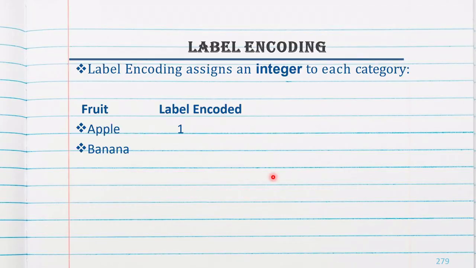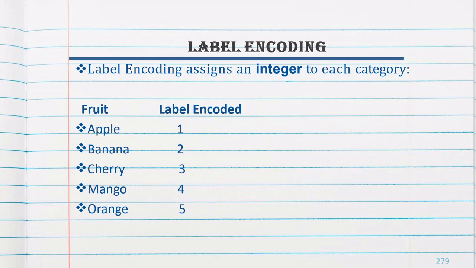What is label encoding? Label encoding means it assigns an integer to each category. For apple, 1. Banana, 2. Cherry, 3. Mango, 4. Orange, 5.